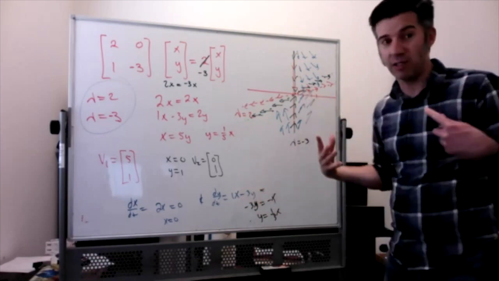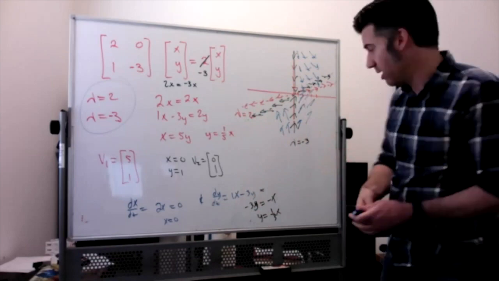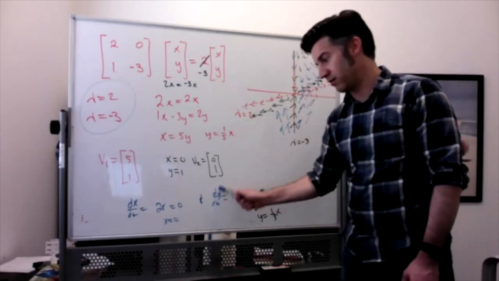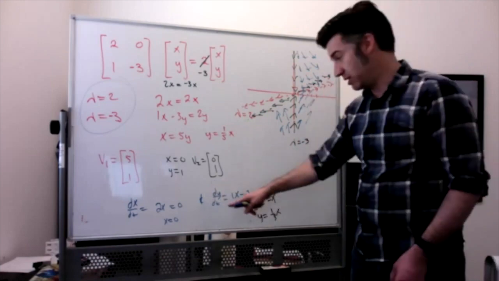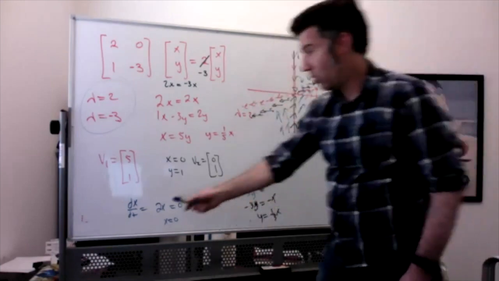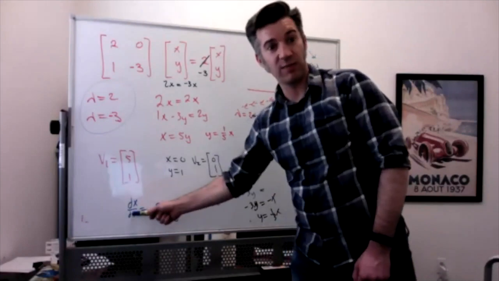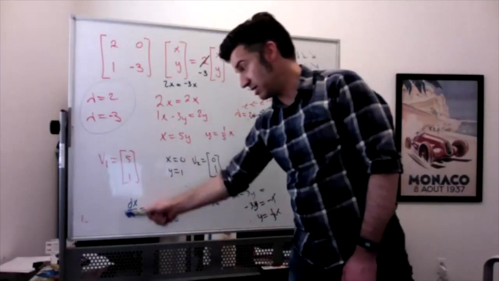So really, I'm just doing some sign analysis. I'm looking at where this is positive and where this is negative. Wherever this is positive, you're pointing up. Wherever this is negative, you're pointing down. Where is this positive? Where is this negative? Wherever this is positive, you're pointing to the right. Wherever this is negative, you're pointing to the left.